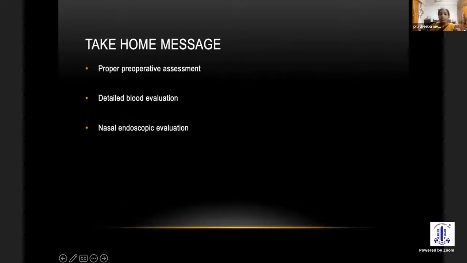So the take-home message is we have to do a proper systemic preoperative assessment, do a detailed blood evaluation, and also do a good nasal endoscopic evaluation before a DCR to have a successful DCR.